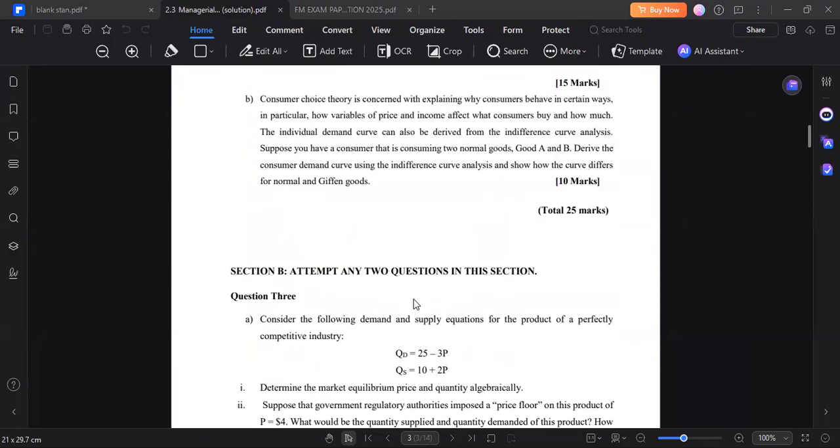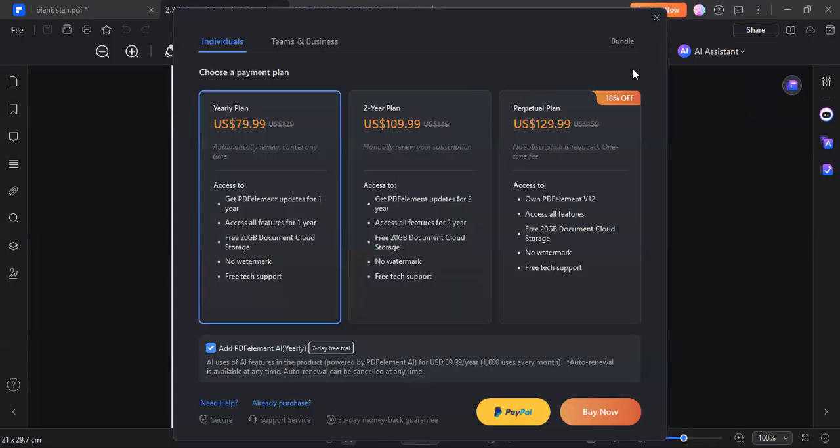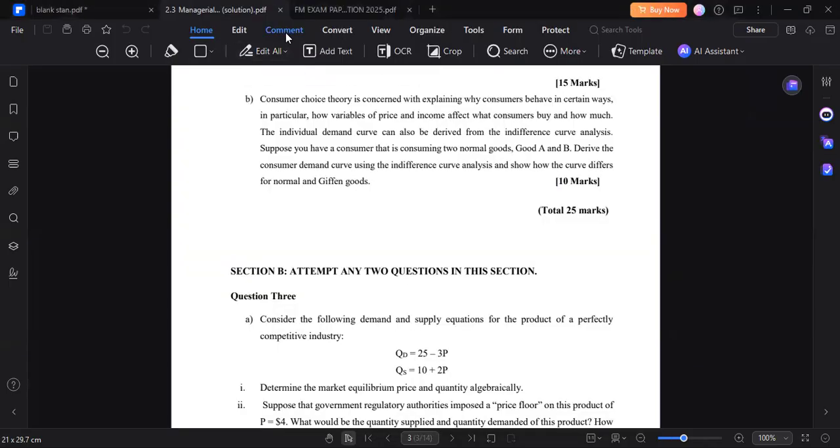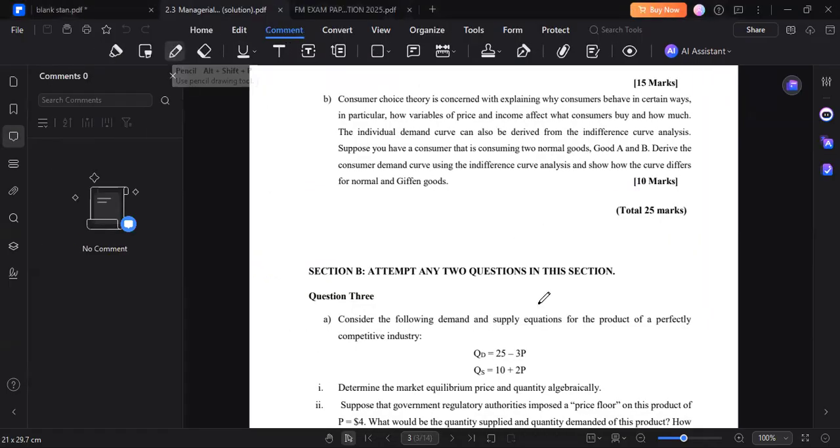This question here, I think we did this question at some point. Do you remember, Mr. Gift? Did I do this question with you? Yes, we went through it. 25 minus 3p is equal to 10 plus 2p. So you can see, this one is about calculating the equilibrium point. It's the same concept as the question which I gave you.